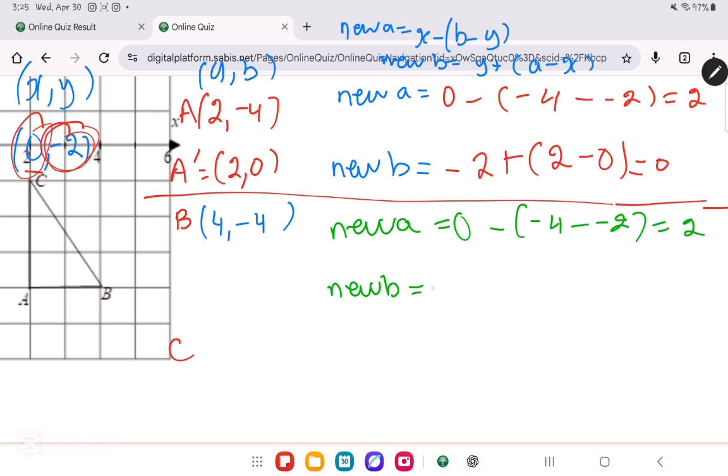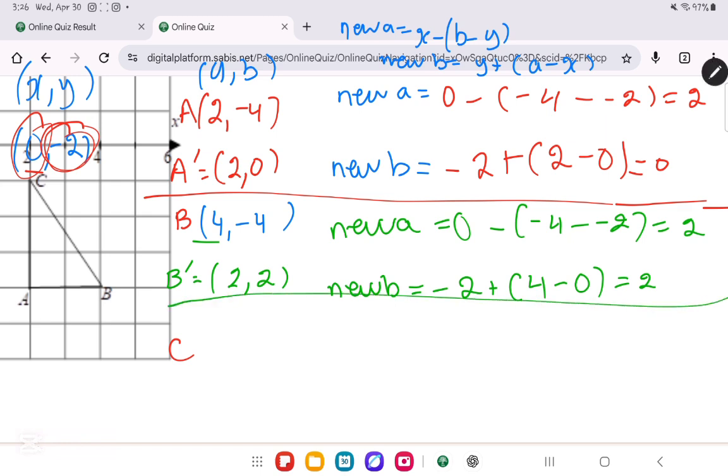In order to find the new b, you're going to do the same equation again. Our y is minus 2 plus a, our a is 4, minus x. Minus x in this case is going to be minus 0. You solve it and you will also get an answer of 2. So very simply, our point b prime is going to be equal to 2, 2. Just like that, you finish the second one.